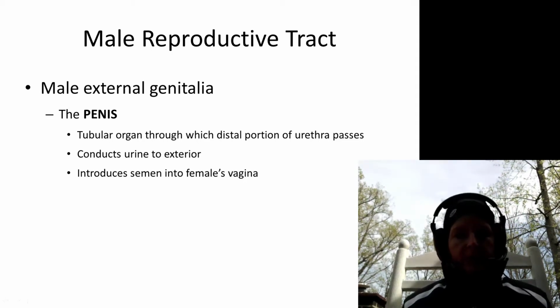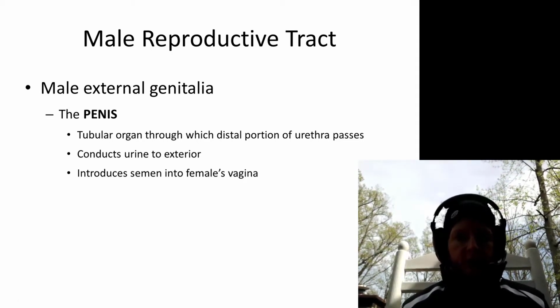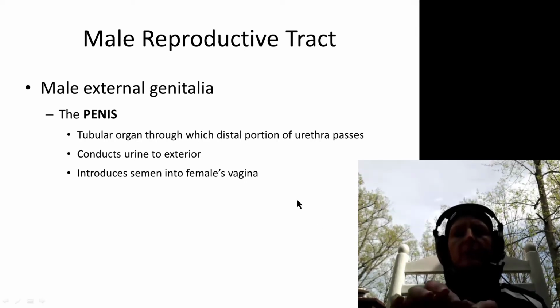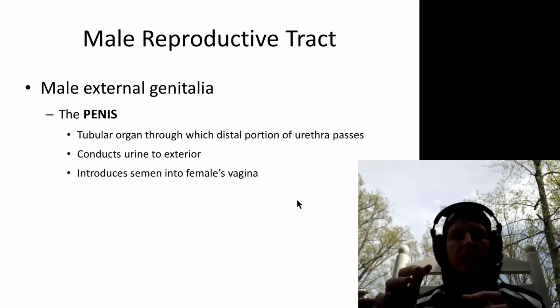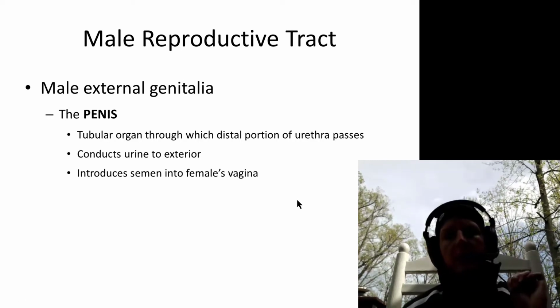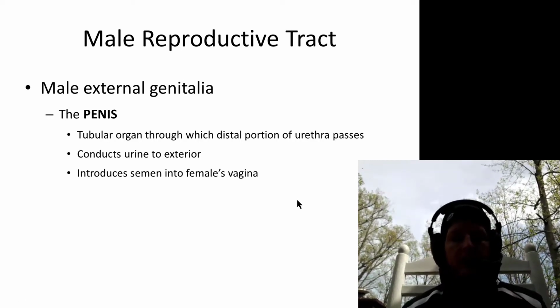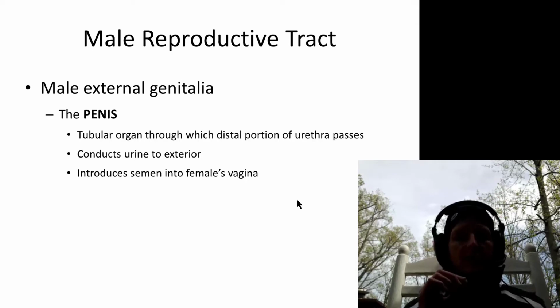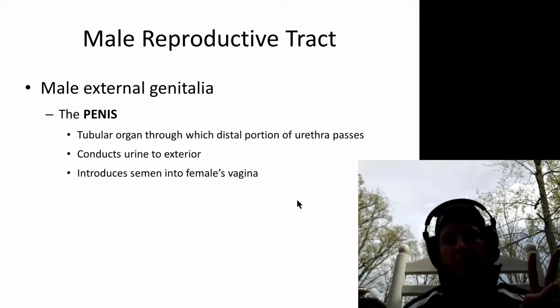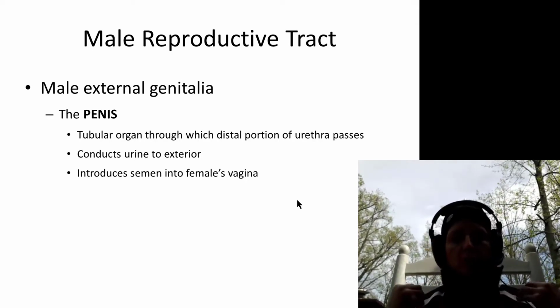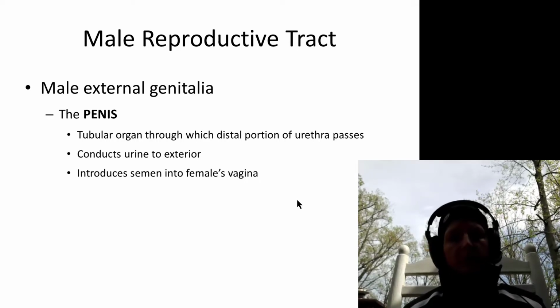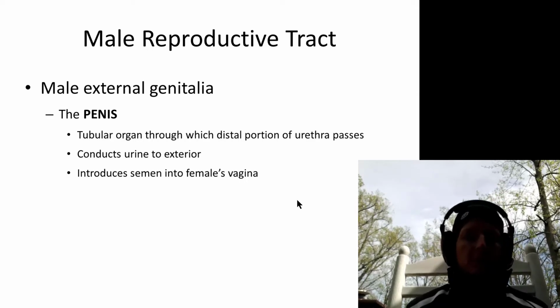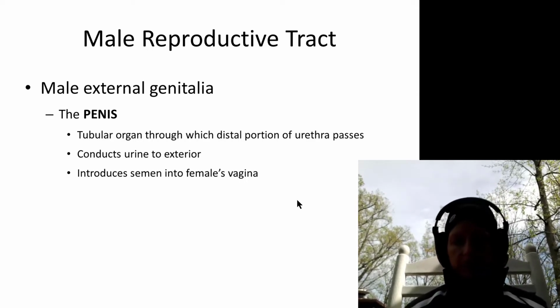So we'll continue our discussion with the male external genitalia with the penis, which is the organ that passes underneath the pubic symphysis and is a tubular organ that has three erectile bodies that are called the corpora cavernosa on the dorsal surface and the corpus spongiosum underneath it that has the urethra running through it. And it has two main functions, one of which is to conduct urine to the exterior when the person voids, and the other is for the introduction of seminal fluids into the female reproductive tract during coitus.